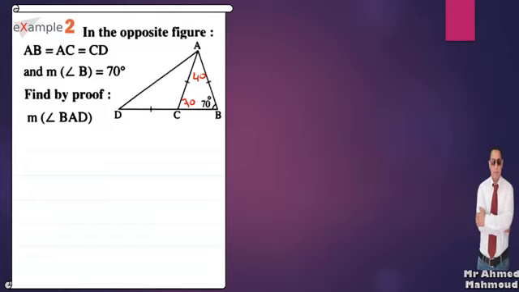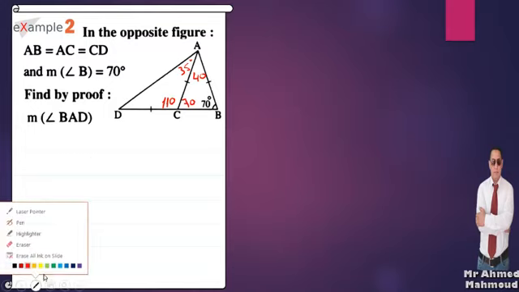To find this angle, first I need to find this angle. 180 minus 70 equals 110. And this angle is 180 minus 110 over 2 equals 35 degrees. Then angle BAD, this angle, equals 40 plus 35 equals 75 degrees. Okay, now I'm going to write the proof.